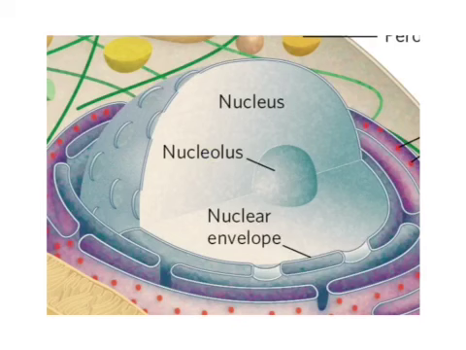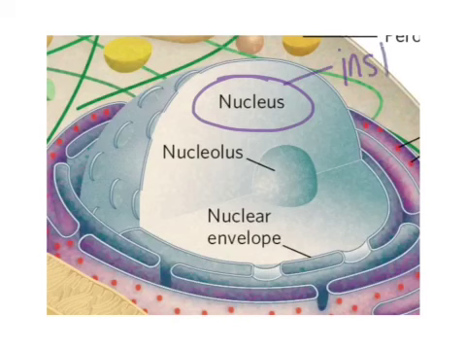Both plant and animal cells also have something called a nucleus. Very important. It contains the instructions for everything that the cell needs to be doing.